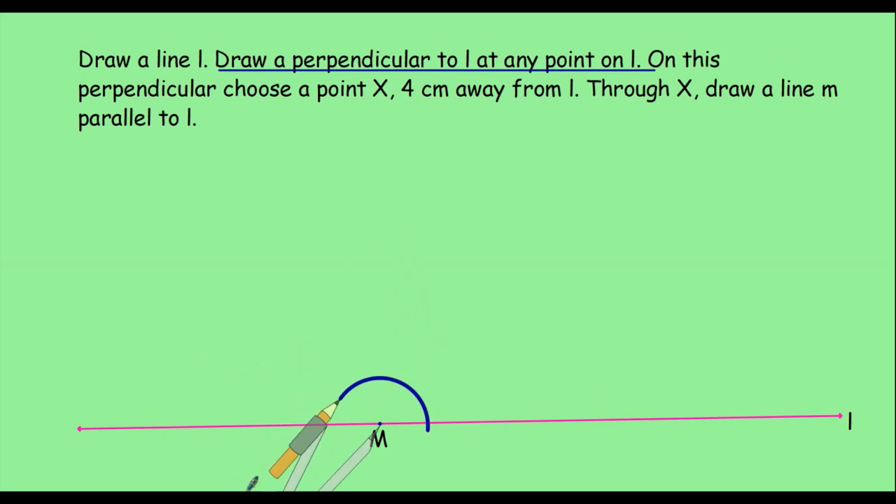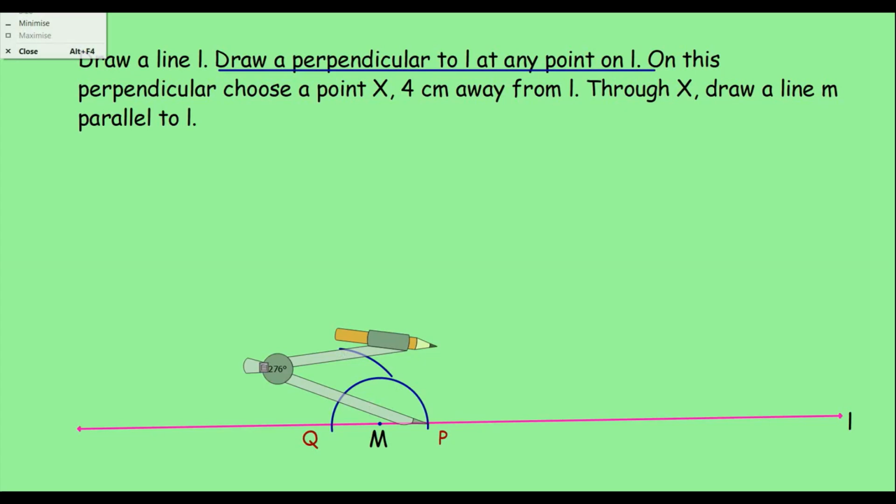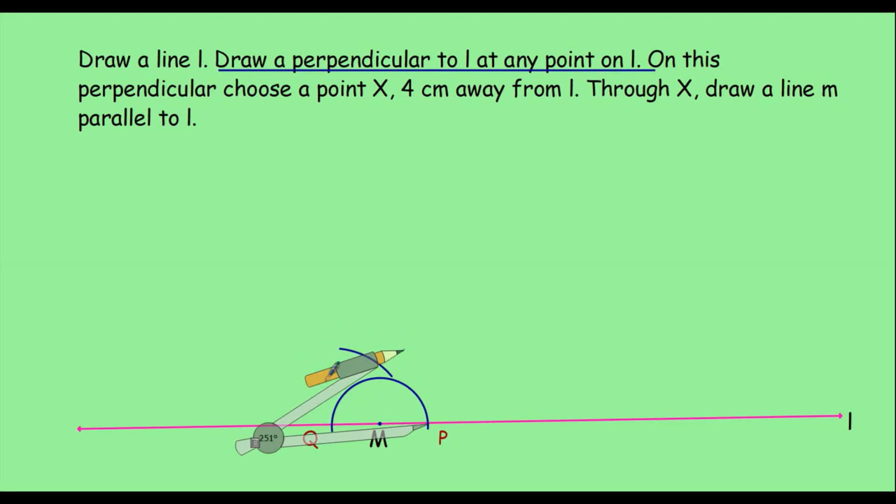With M as center, draw an arc. Let this arc meet L at P and Q. Now with Q as center and radius more than half of PQ, draw an arc. Then with same radius, P as center, draw another arc to intersect the previous arc. Now join M with this intersecting point and this will be the perpendicular through M.